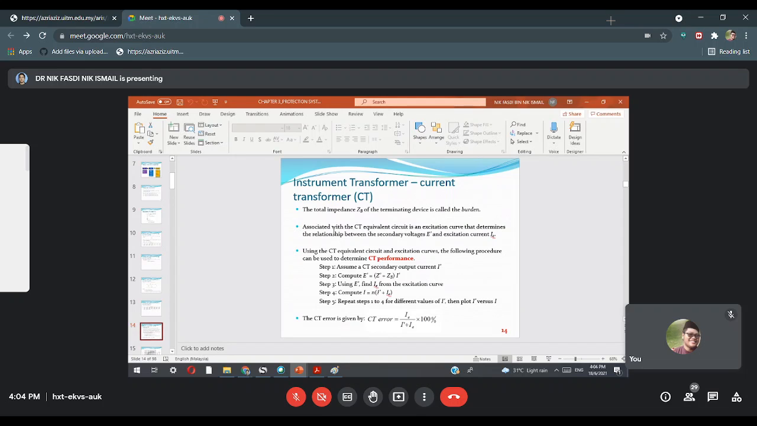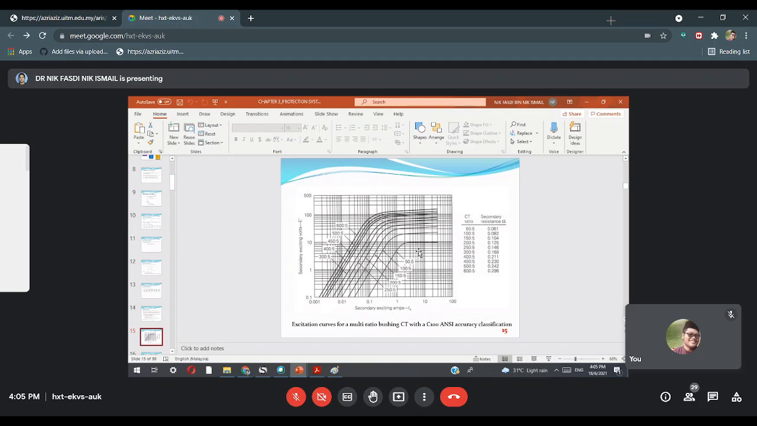Okay, associated with the CT equivalent circuit is the excitation curve that determines the relationship between secondary voltage E prime and excitation current. Using the CT equivalent circuit and excitation curve, the following procedure can be used to determine CT performance. Okay, so ini apa dia sebenarnya? Kalau you baca ni mungkin you tak clear, tapi cerita dia dalam using the current transformer, kita ada curve, kita panggil this is the excitation curve.